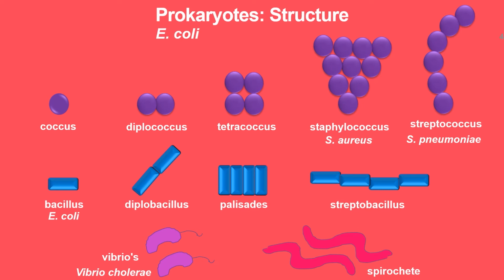You can see for the bacillus, a common example that we'll all be aware of is E. coli. And we'll have some harmful E. coli that we're aware of. There are other things again, such as the Staphylococcus aureus, the Streptococcus pneumoniae, and you can see down on the very bottom left, the Vibrio cholerae.